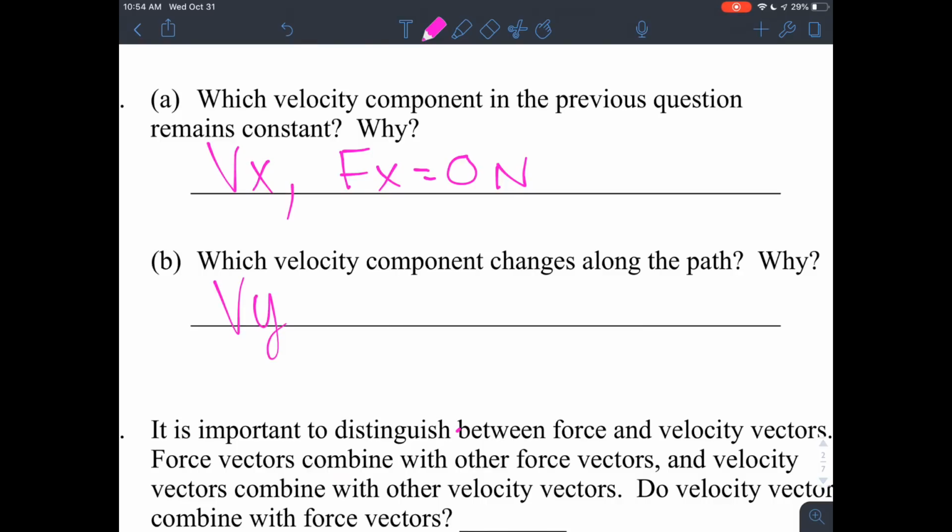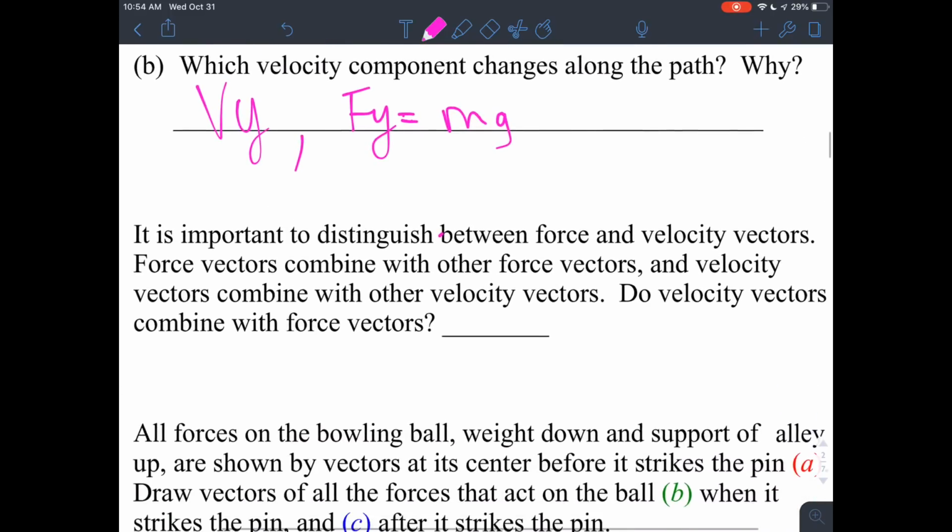And why? Because Fy is going to be weight. So we have a non-zero force acting on the ball, accelerating it towards the earth. So at first it slows it down, and then once the ball reaches the top, it then speeds it back up. But all the while, you're always accelerating towards the earth during that path.